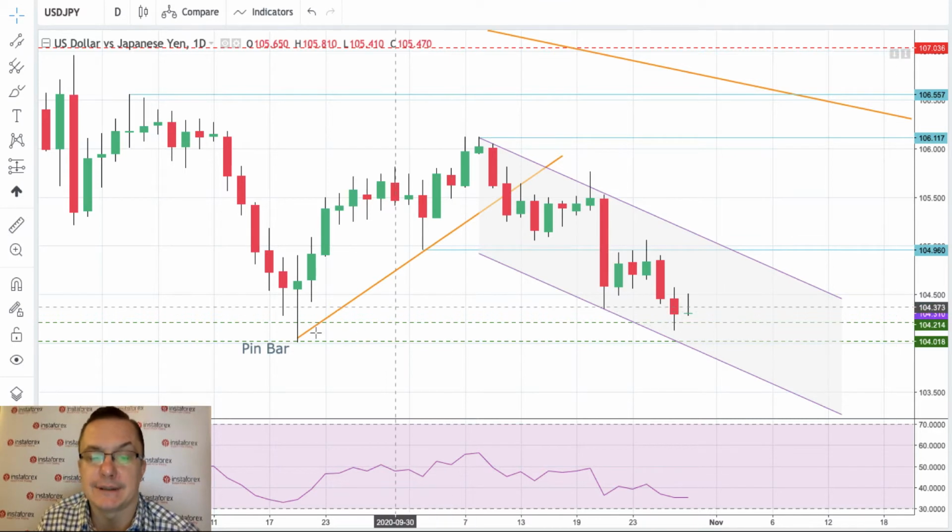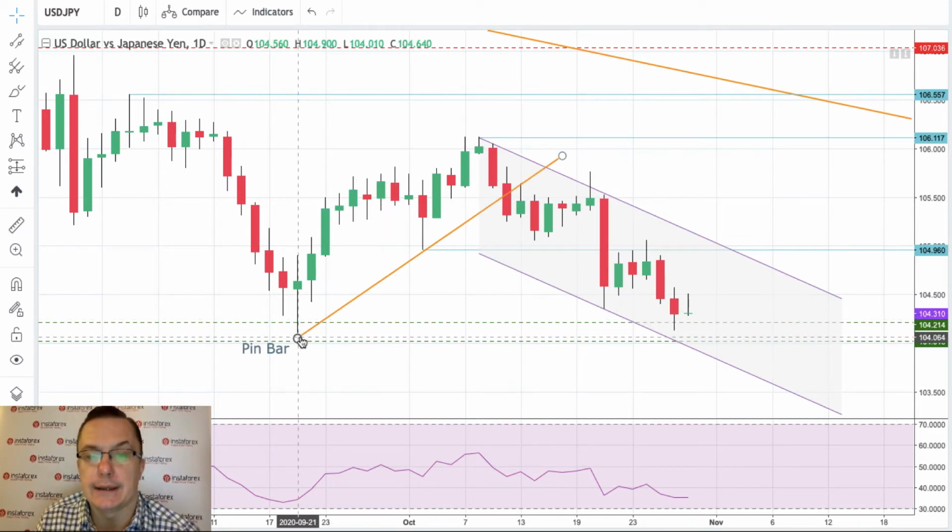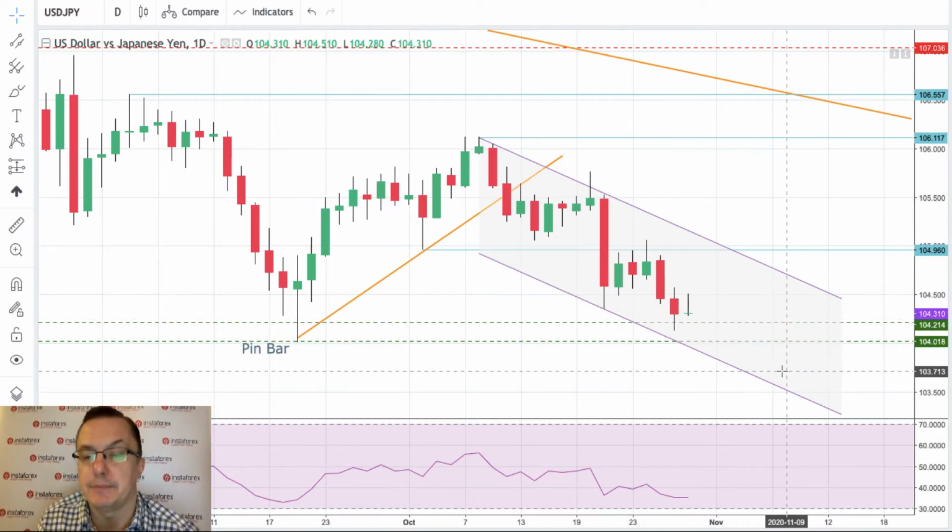And we are heading towards this low from the end of September, 21st of September, and this low was made at 104.1 pips.